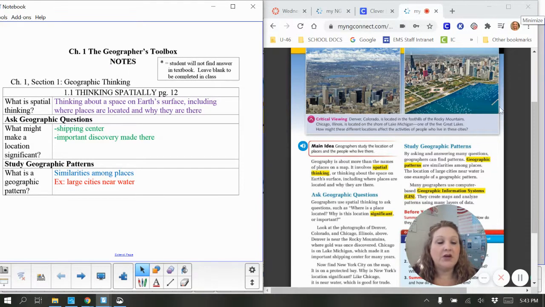So on the textbook here, it even gave us the example that Denver, Colorado, is at the foothills of the Rocky Mountains, and Chicago, Illinois is on the shore of Lake Michigan. And so that's one of the 5 Great Lakes. So here is that example of a large city being on a large body of water as well.